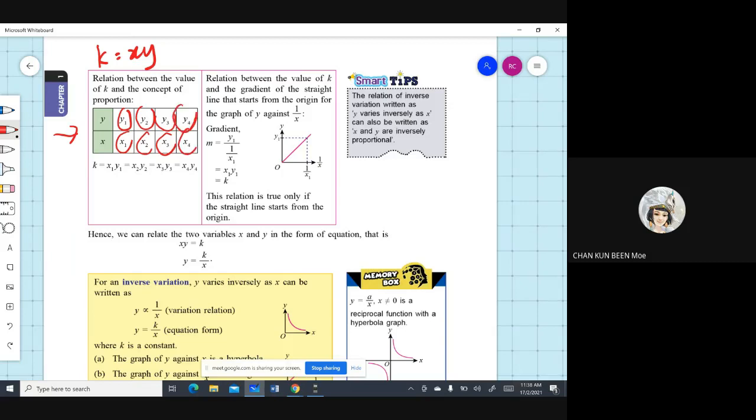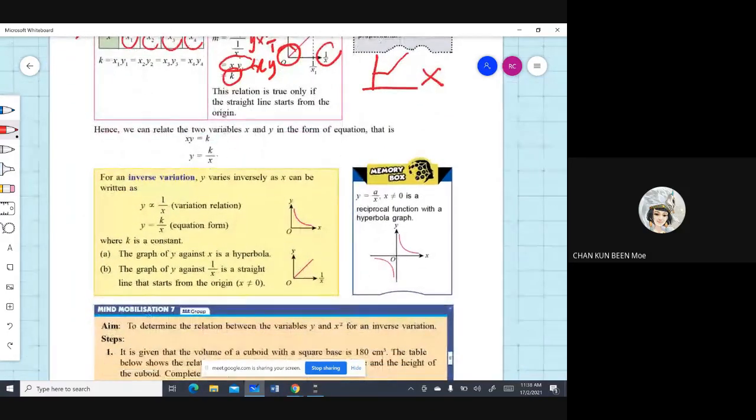Okay, relation between the value of k and the gradient of the straight line that starts from the origin for the graph of y against 1 over x is like this. Gradient is equal to y over 1 over x. So y times x over 1 is like this, right? Then xy is equal to the constant. So the relation is true only if the straight line starts from the origin. If it doesn't start from the origin, it looks very nice, but it is something like this, then it does not vary inversely.